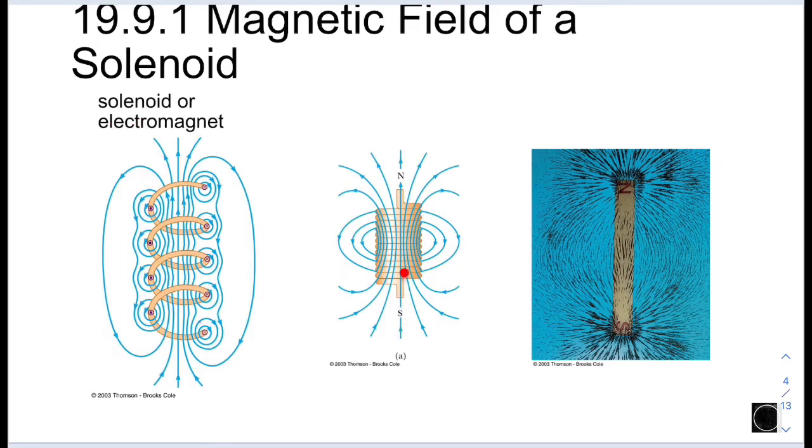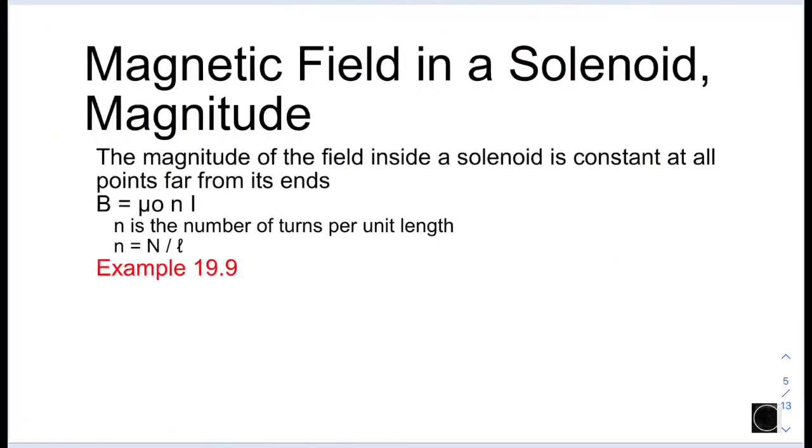So the pattern of the B produced within the center of the solenoid is in these directions. The pattern of the B produced here is similar to a permanent bar magnet. So in industry, it's always practical to have a solenoid or electromagnet instead of a permanent bar magnet. Right? Next one, magnetic field in a solenoid, the magnitude of it.